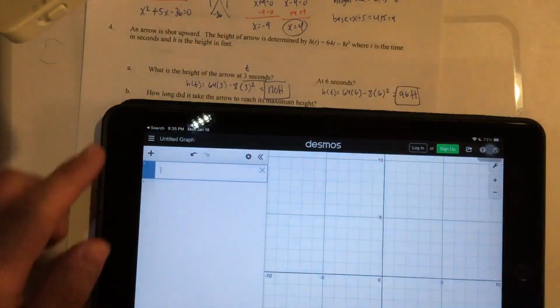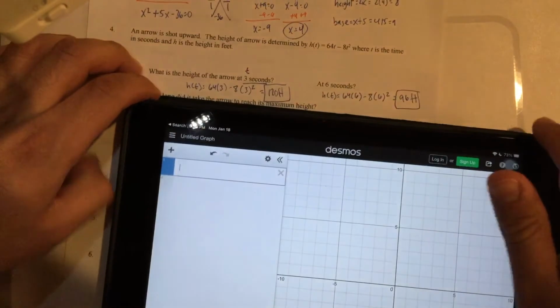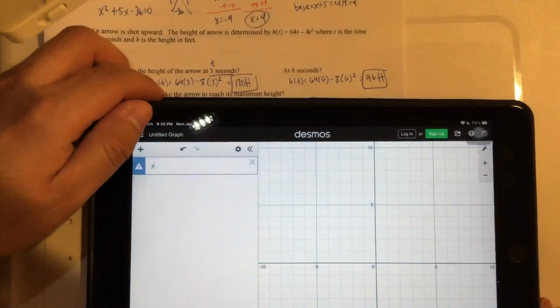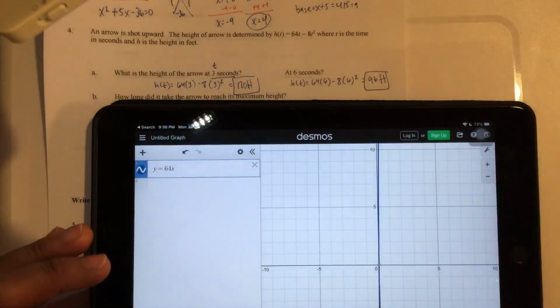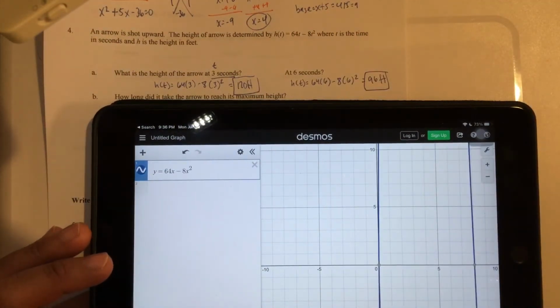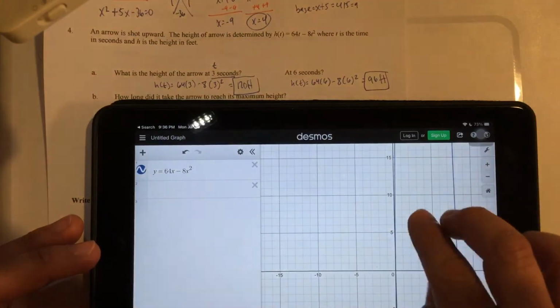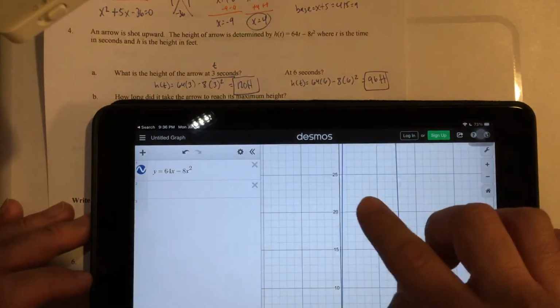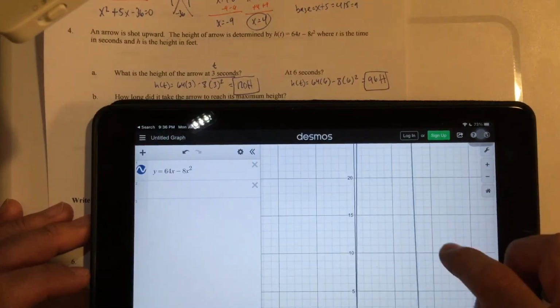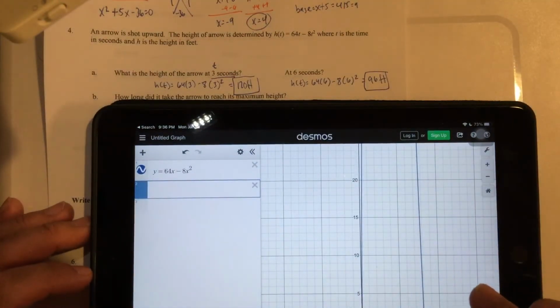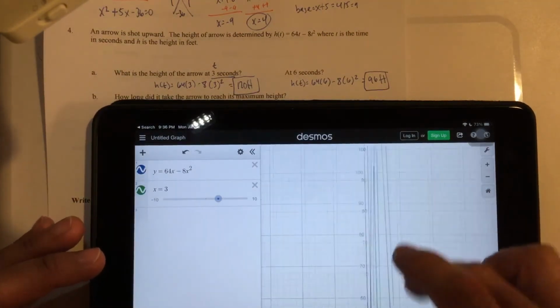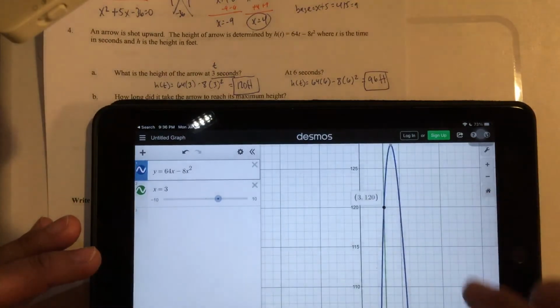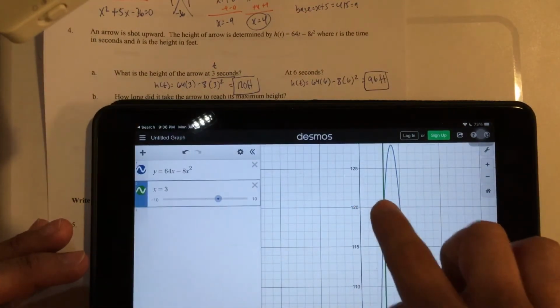Another thing you could have done was just type it in. So we'll change this to y next. So y equals 64x minus 8x squared. All right, so you notice I do have this here. My first question was, what is the height at 3 seconds? So x equals 3. And I can see right here, I'm going to find where they intersect. If I click it, the height at 3 seconds is 120 feet.